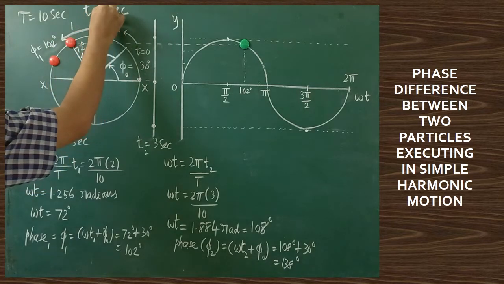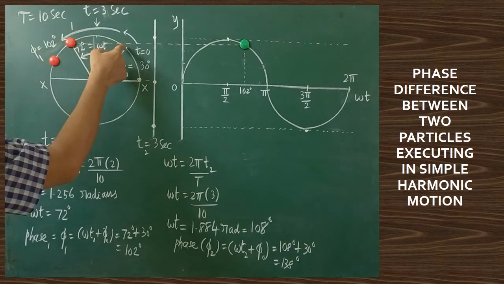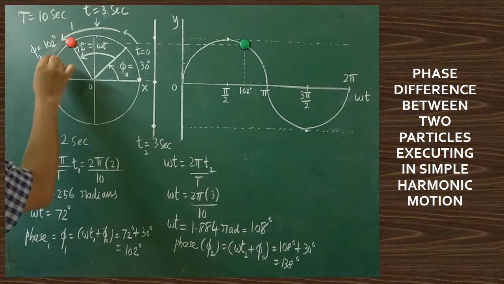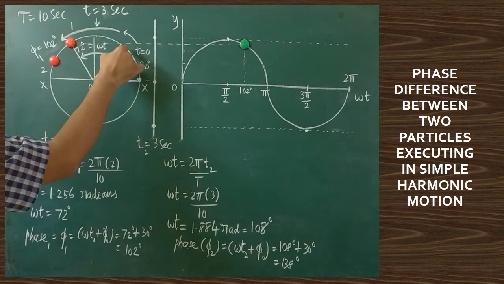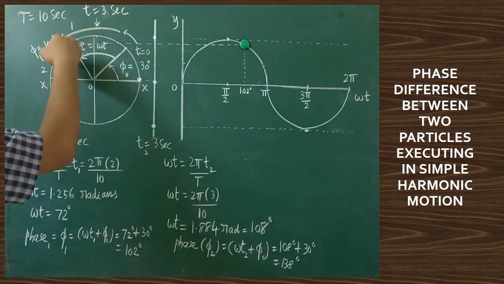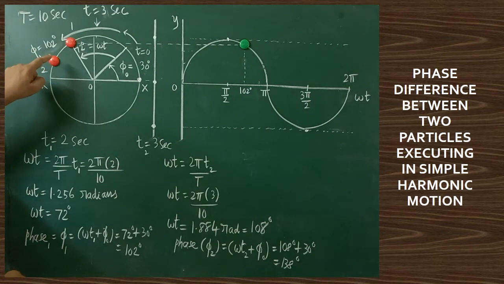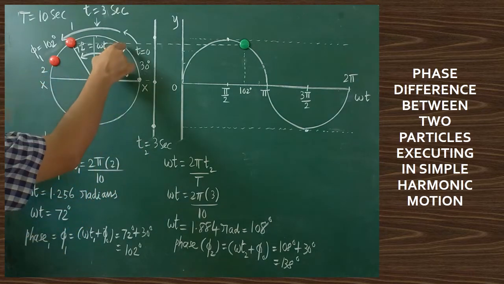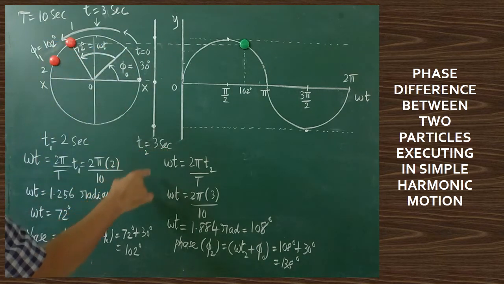3 seconds, to travel from here to there. It is a little bit ahead. The second particle is a little bit ahead when compared to the first particle. It takes 3 seconds to move from here to there. Now we have to find the phase of the second particle. To calculate it, the time taken to travel from here to there must be used. So t2 is equal to 3 seconds.